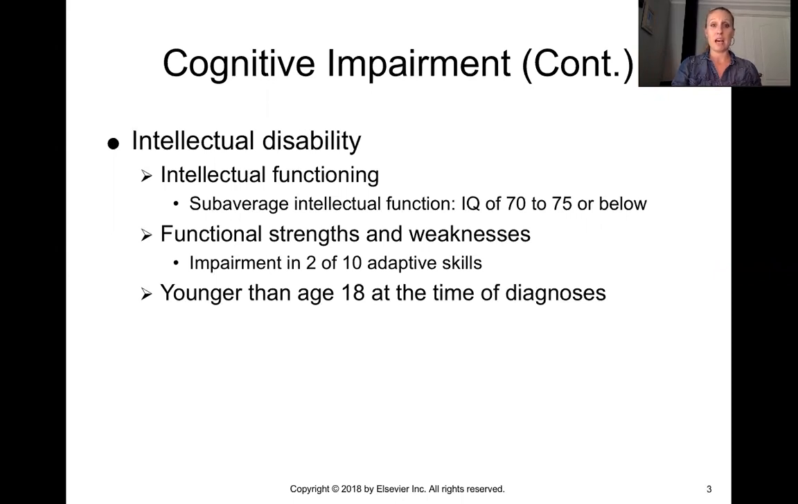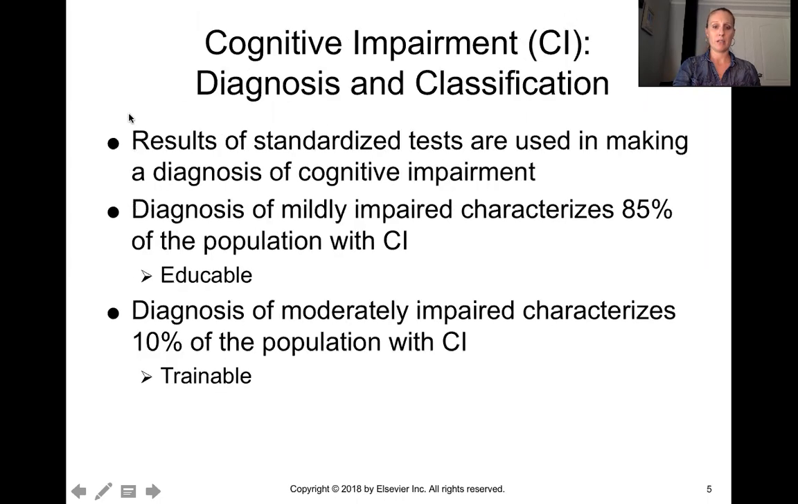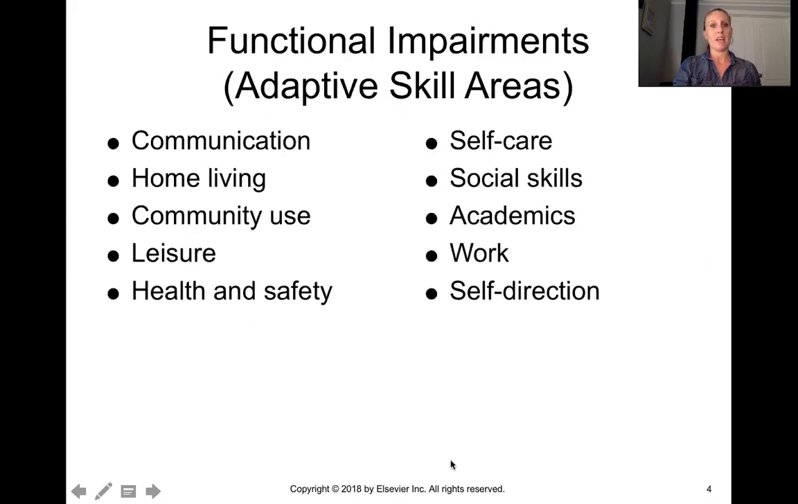So you can see that the other diagnosis aspect has to do with the functional strengths and weaknesses. And here we can take a look at the functional impairments. So here's what we're looking at. These are the adaptive skill areas that are going to be assessed to determine if there is some sort of cognitive impairment.